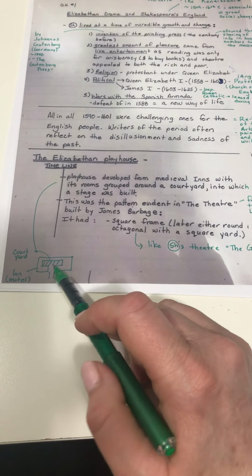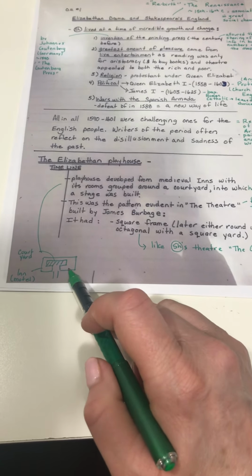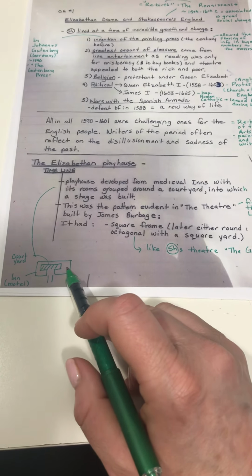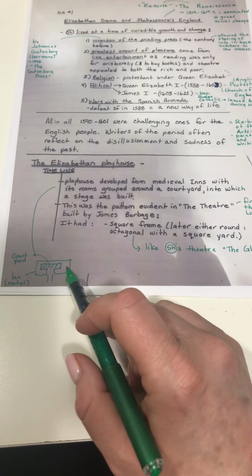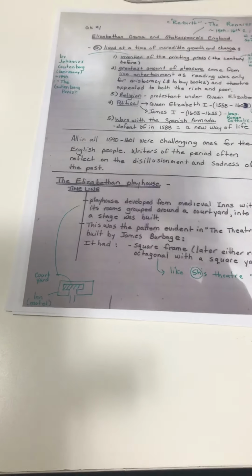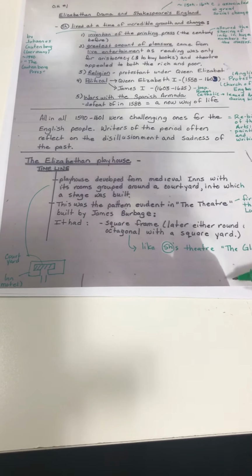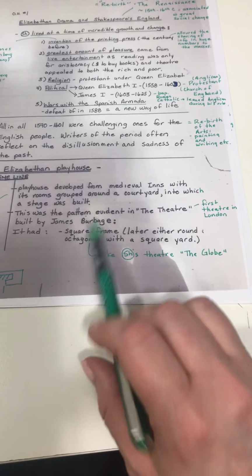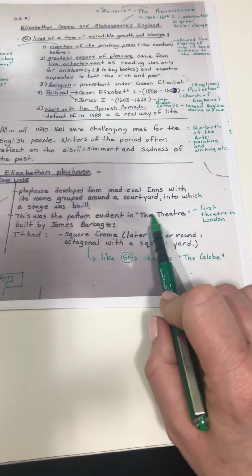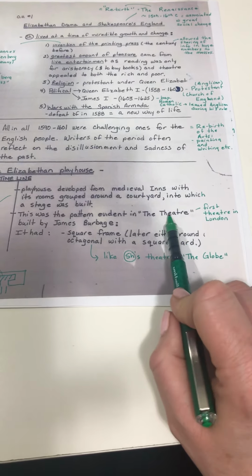Now, often there was like a house band that would play, or a house group of people who were associated with certain inns. Okay, so this was the pattern evident in the very first theater built in London called The Theatre, and again built by this guy James Burbage. It had a square frame, later either round or octagonal, with a square yard, and this octagonal was the shape of Shakespeare's theater, later on called the Globe.